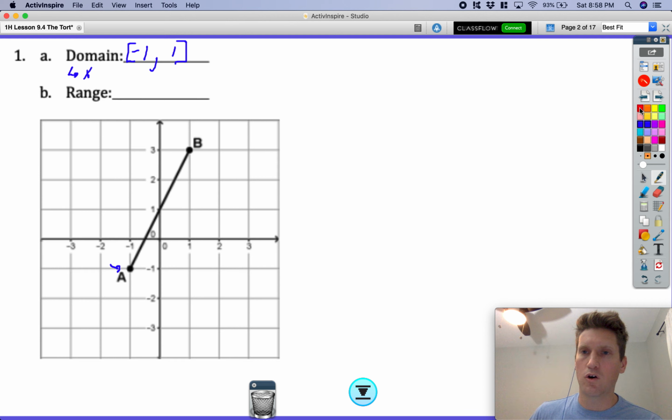Now the range is all my possible y values, okay? So if you look at your y values, it goes from -1, where it begins, all the way up to +3. Once again, those are represented by solid dots, so it looks like [-1, 3] and we'd have the brackets. All right, moving on to the next one.